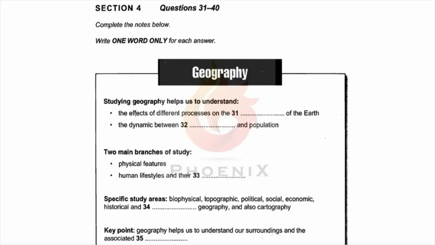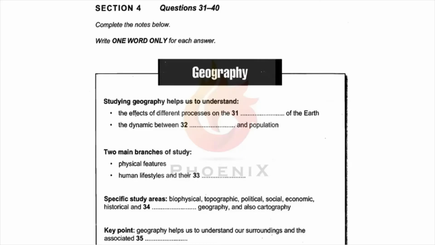Section 4. You will hear a lecturer's introduction to a geography module. First, you have some time to look at questions 31 to 40. Now listen carefully and answer questions 31 to 40.